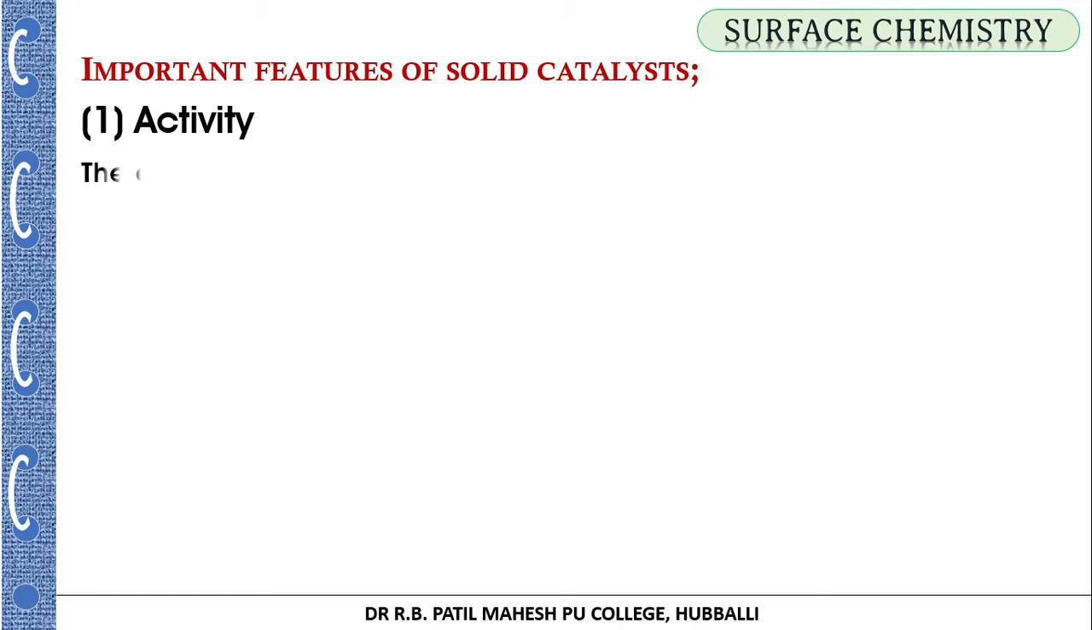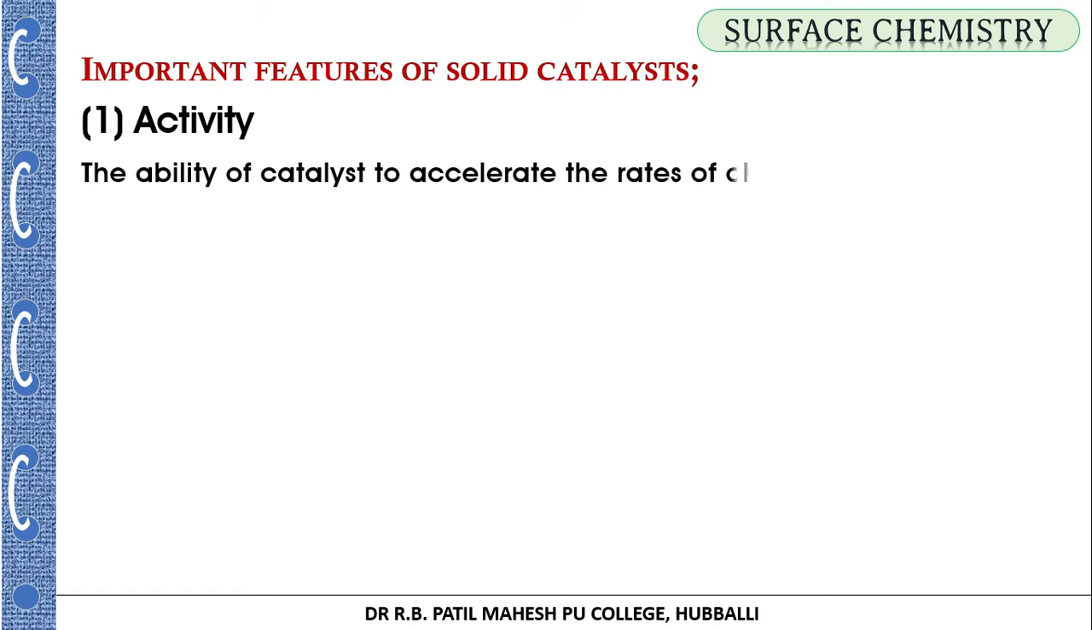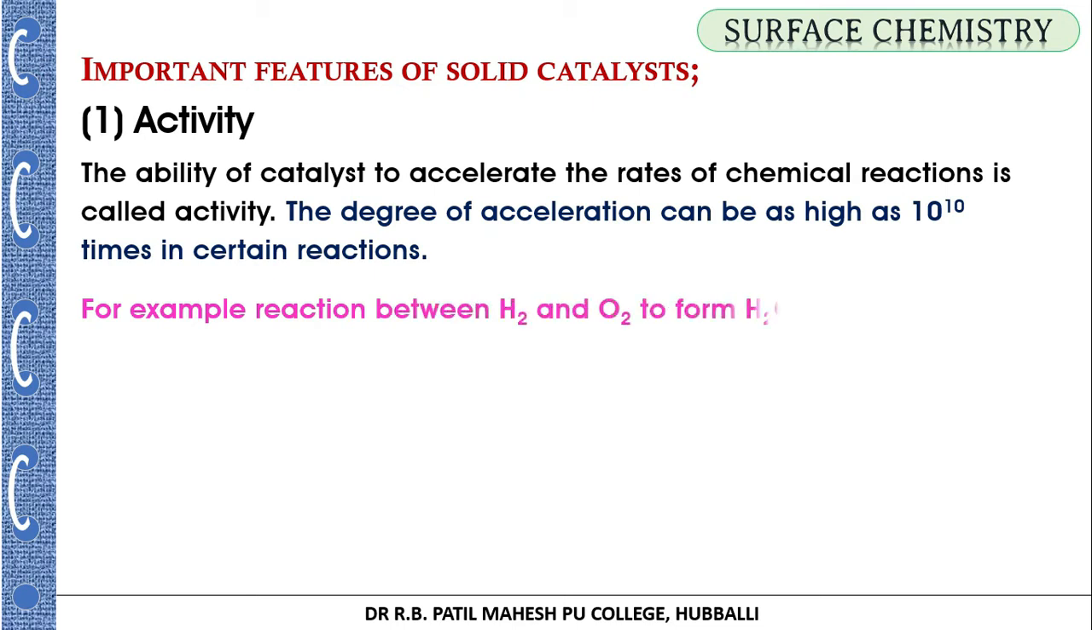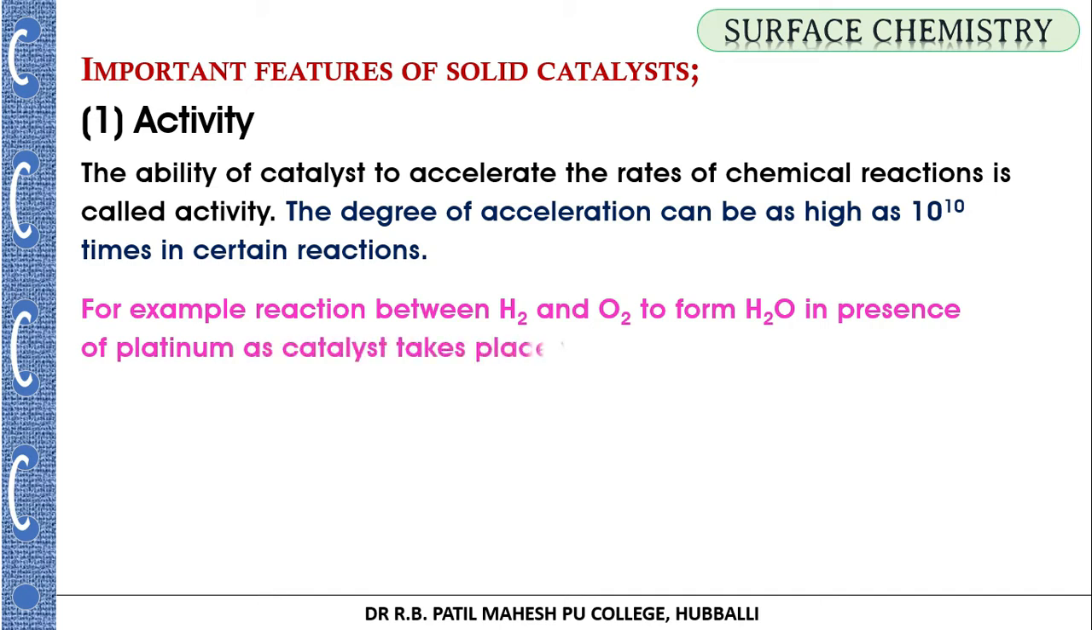So what is activity? It is the ability of the catalyst to accelerate the rate of a chemical reaction. And as I told, in some cases a catalyst can accelerate a reaction to the extent of 10 to the power 10. The example is the reaction between hydrogen and oxygen to form water in the presence of a platinum catalyst, which takes place with explosive violence.